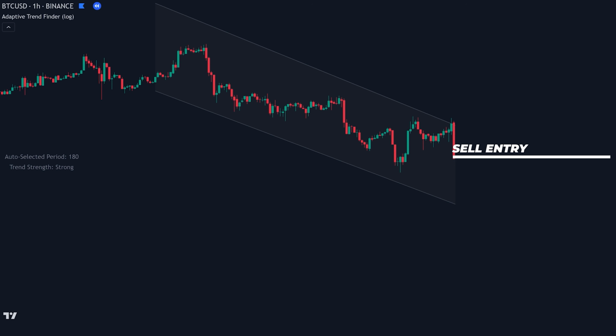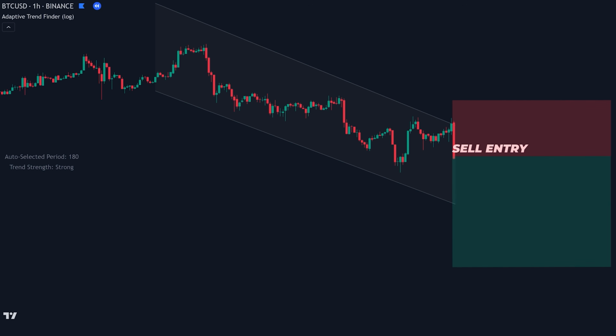Place the stop loss level slightly above the upper boundary of the trend channel, minimizing risk if the trade moves against the position. For your take profit target, you can aim for a 1-to-2 risk-to-reward ratio, meaning the potential reward is double the risk. Now let's see how the sell trade plays out.